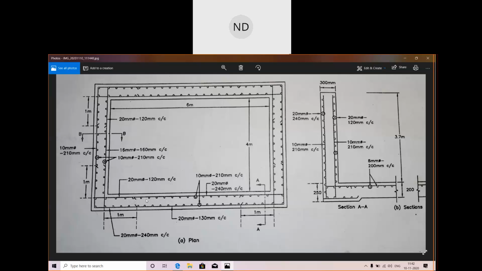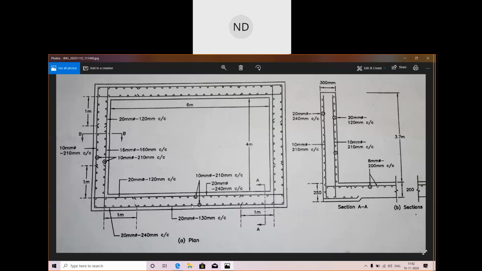Now along the longer wall at the center, what area of steel have we provided? 20 mm bars at 130 mm center to center. Then we have distribution steel. How much have we given? We have given distribution steel of 10 mm bars at 210 mm center to center. Whether on the support or on the center, your distribution bars are 10 mm at 210 mm center to center.